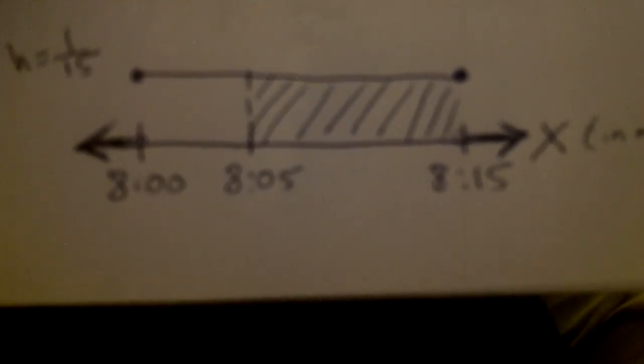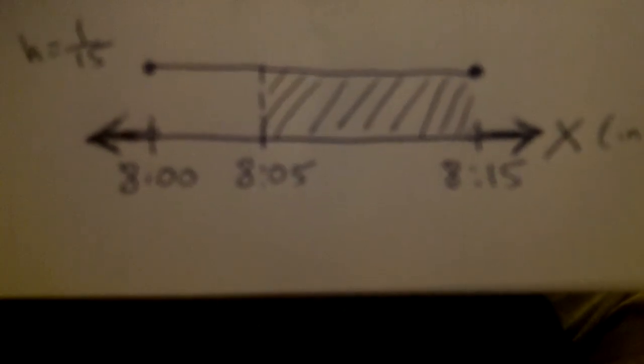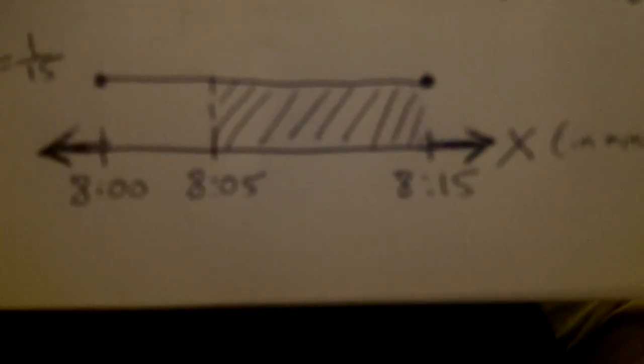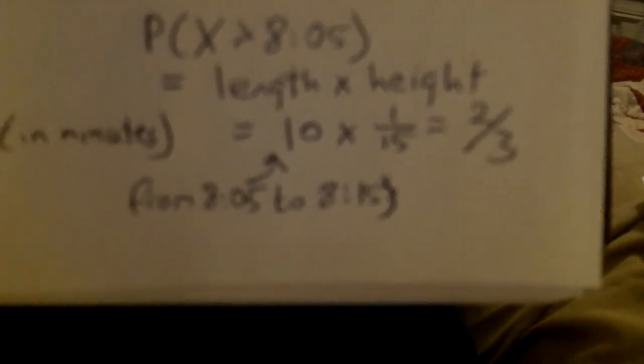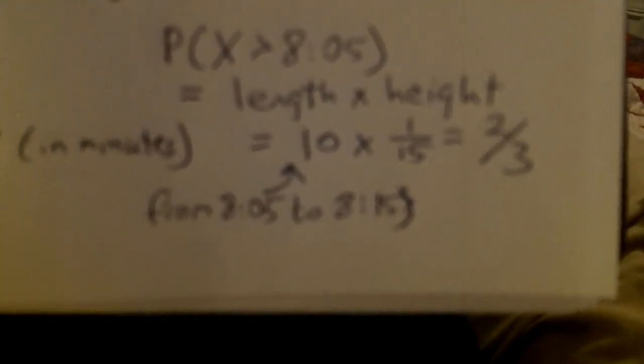And we're looking for the bus to arrive later than 8:05. So what I've done there is I've drawn a vertical line at 8:05, shaded the region over to 8:15, and that's the area that we want. The length of that interval is 10, and like we said, the height is 1/15, so the probability is going to be 10 times 1/15, or 2/3.